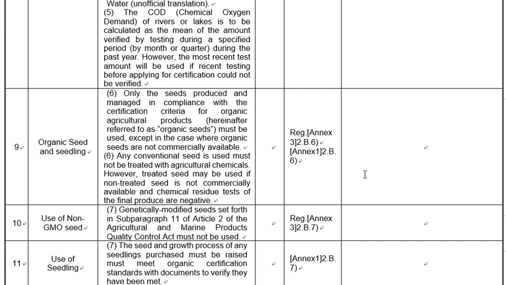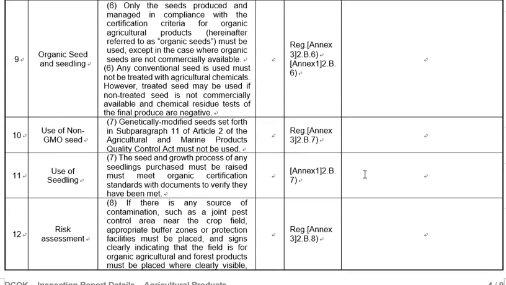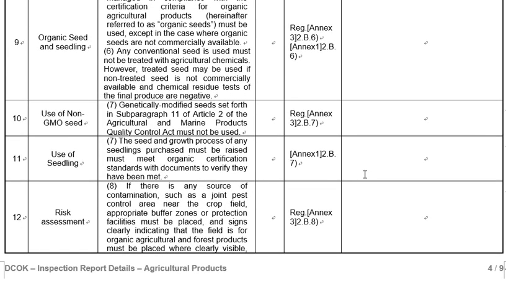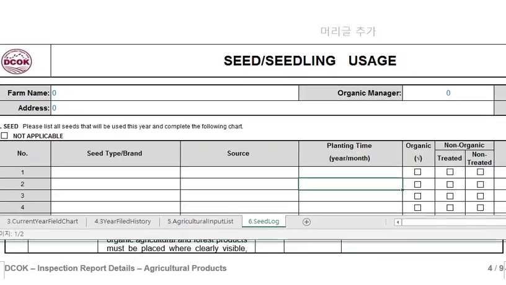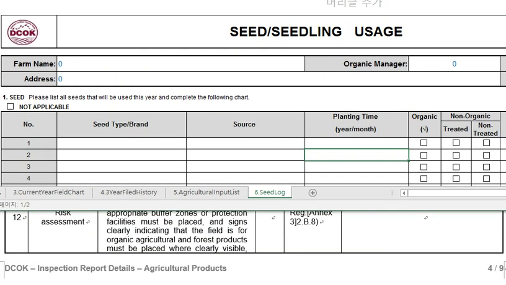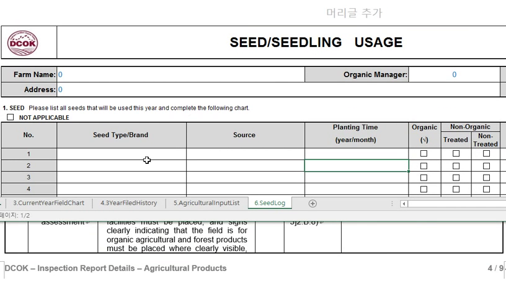So there are two or three separate things to verify on the inspection, but this one could be verified during the document review stage. Because we are using the seed log form here, this seedling usage report is a part of the organic system plan. So all the seeds have to specify seed type, brand, source, and planting time. If it's organic, they have to mark organic.